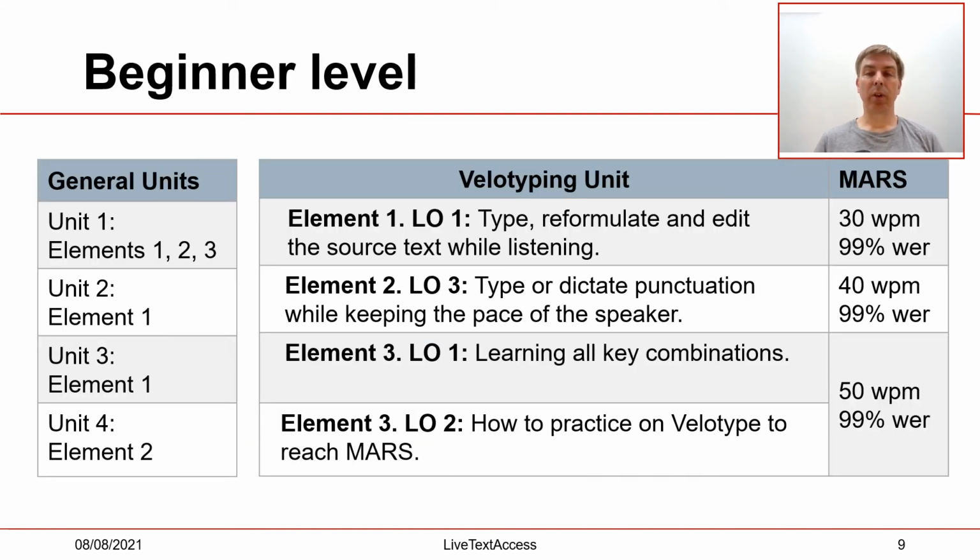Operationally, we suggest you follow the general units learning outcomes in linear order from Unit 1 to Unit 4, starting with the beginner level learning outcomes, then the intermediate ones, and finally the advanced ones. We suggest you to learn these general learning outcomes parallelly to velotyping learning outcomes. At the end of every velotyping learning outcome, take a test with the Mars at reachmars.eu and try to meet the standards in the Mars column.